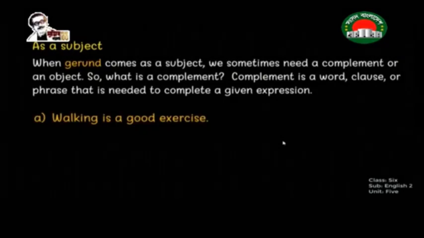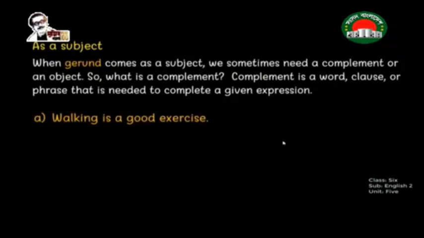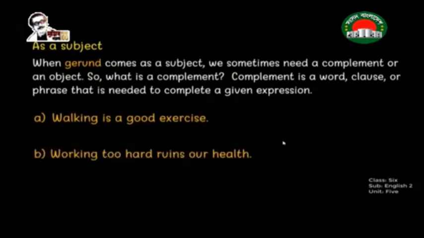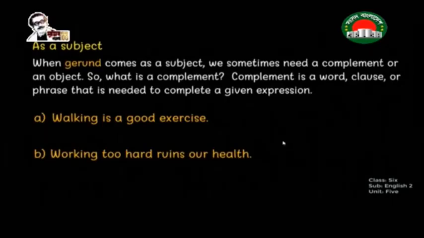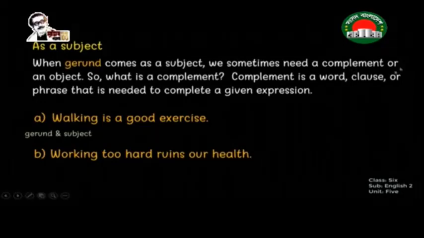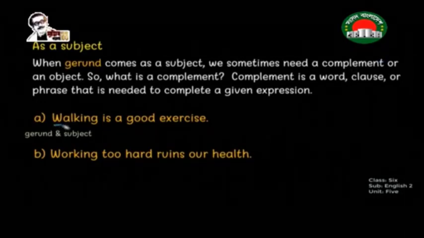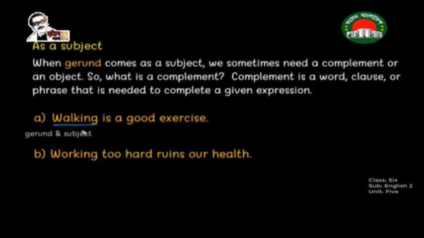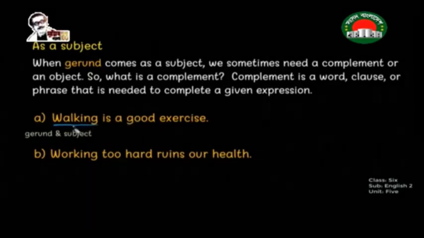Let's see the examples. Walking is a good exercise. Working too hard ruins our health. So, in the first example, we find this ing verb, walking, is gerund and subject. Walking is a good exercise. And here is the linking verb.